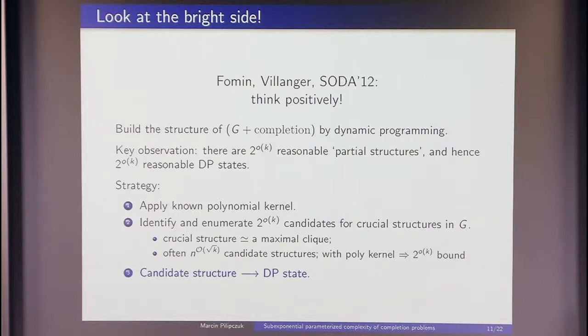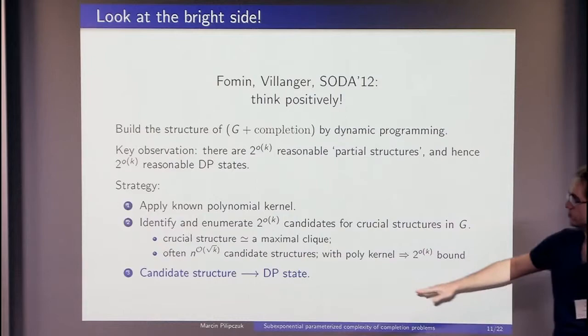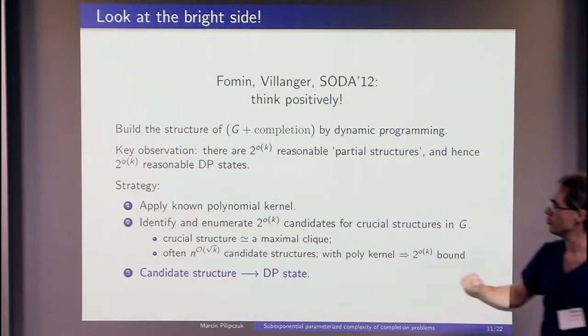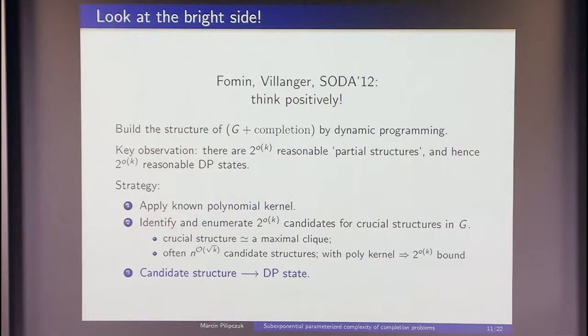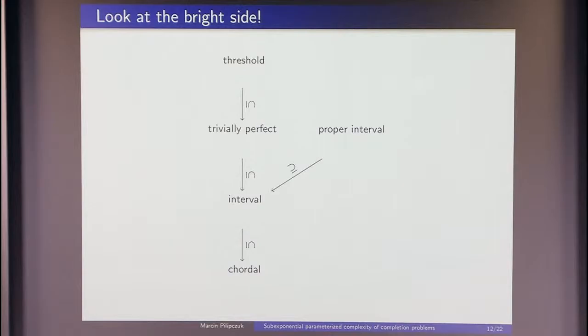Okay, so now I want to spend the remaining 10 minutes, or maybe I got 11 minutes, on sketching what it means to turn a candidate structure into a DP state. I want to sketch how you prove such types of lower bounds on some simple example, and spend the remaining minute on the big table of results we get so far. Okay. But before that, I want to make a flash of what we already get.